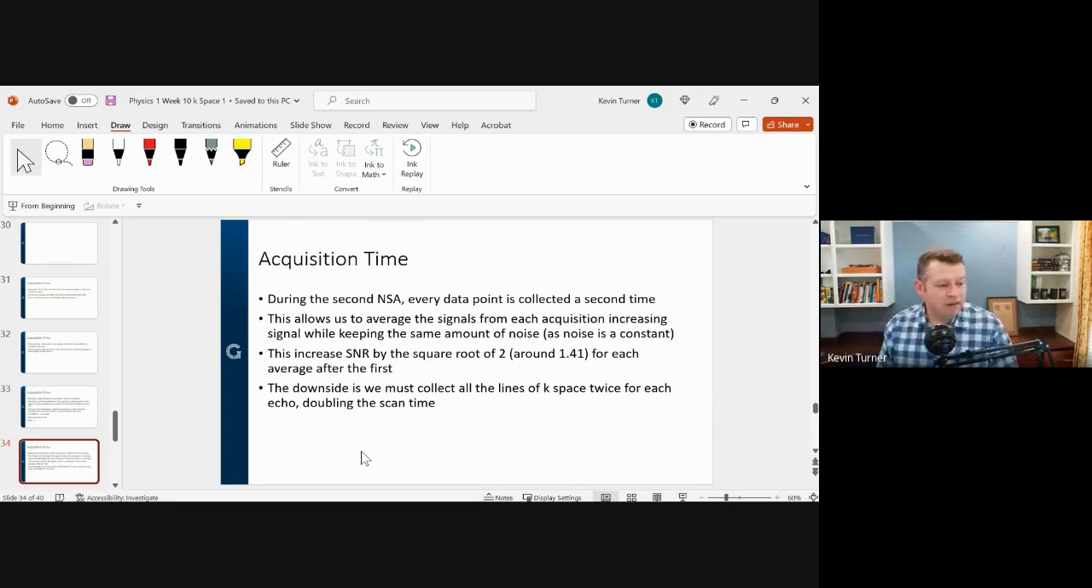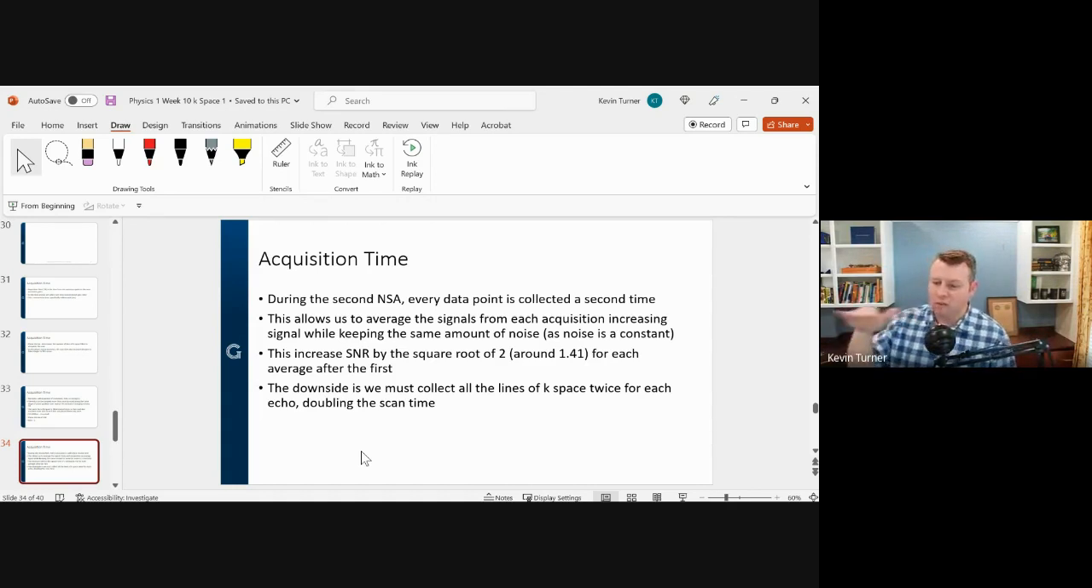So during NSA, every data point is collected a second time, which allows us to average the signals, each acquisition, increasing signal while keeping the same amount of noise, or decreasing noise. You can put it either way. When you go from 1 NSA to 2 NSA, you increase your SNR by the square root of 2, or about 1.41. Next time you're scanning, you can see this.